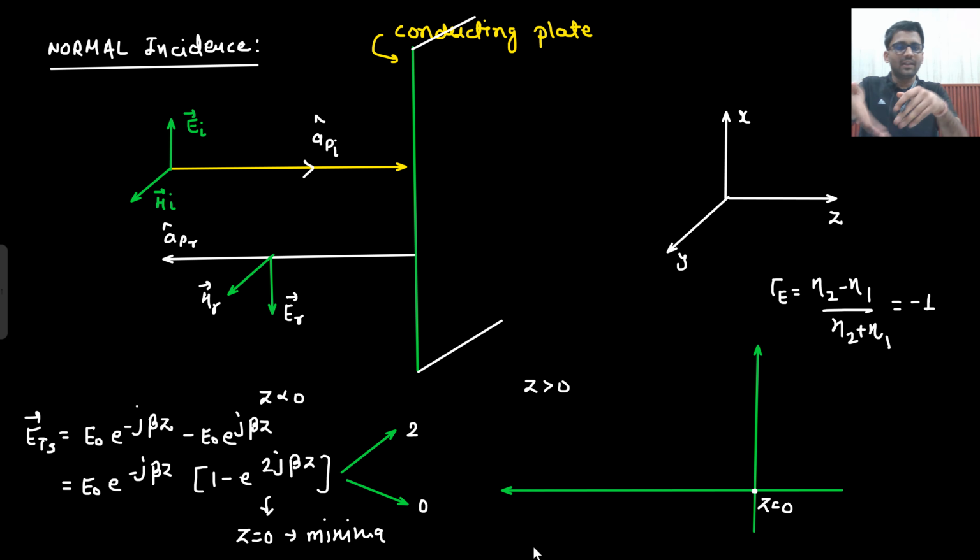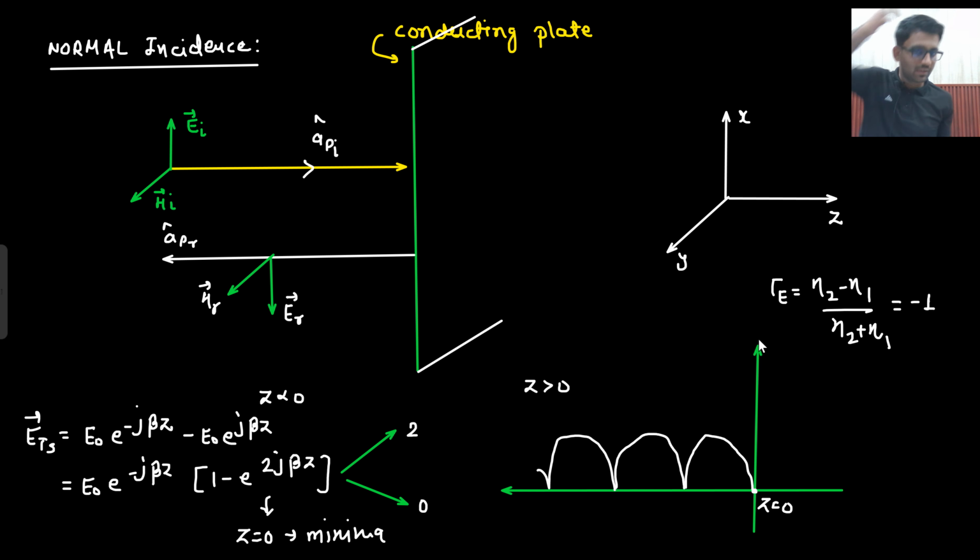After that maxima, minima, maxima, minima. So this is how your wave would go, right? Maxima, minima, maxima and minima. So if the wave is coming at the conducting plate, at the boundary of the conducting plate, you get electric minima. I should not say electrical minima, I should say electric minima, at the boundary of the conducting plate.